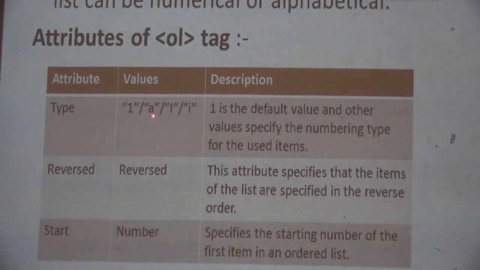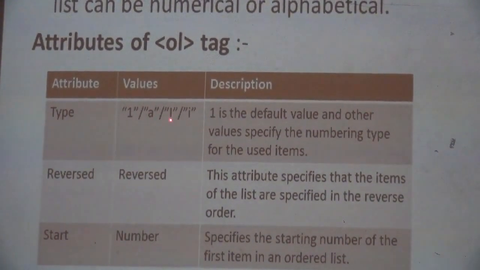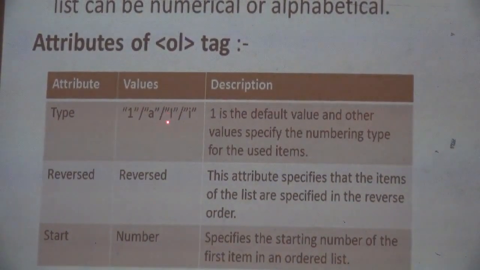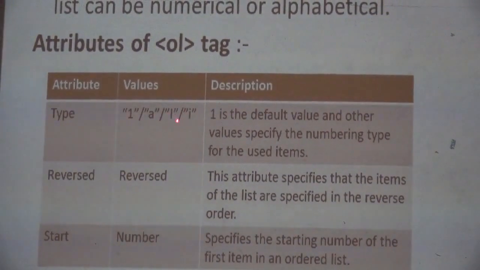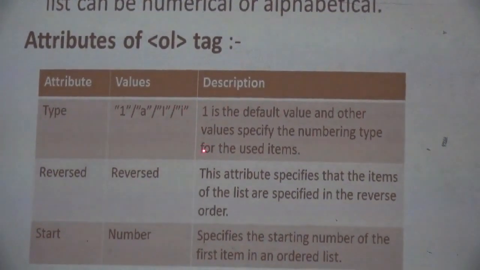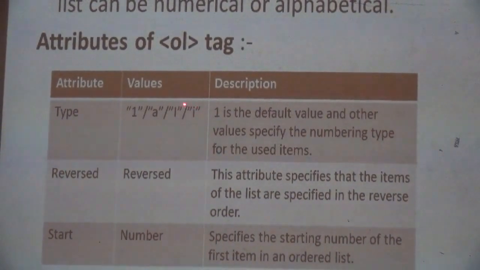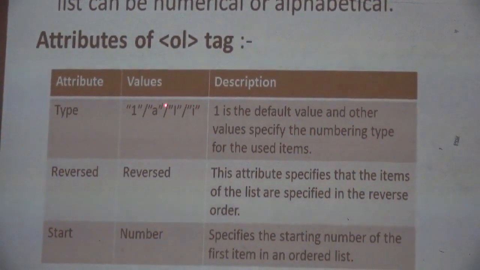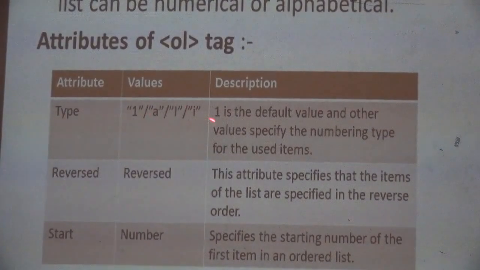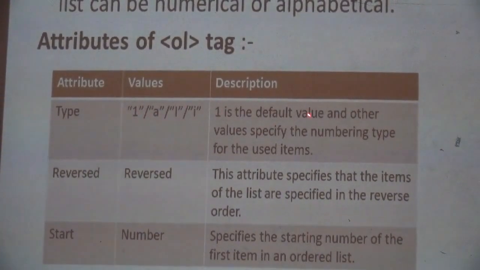So here is small letters a. Here it is capital letters, that is Roman letters we are using, and again using slash we are having small type of Roman letters, small type of ABCD, we say it as small i, it is displayed. All these are enclosed in double quotation and the difference is shown between the slash. So description, 1 is the default value.